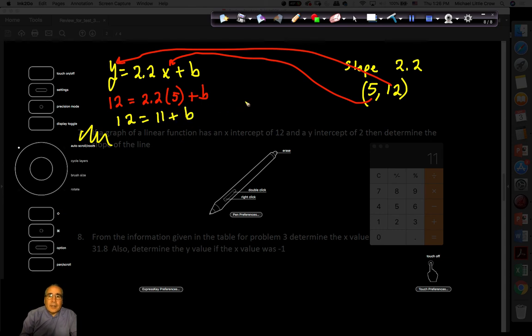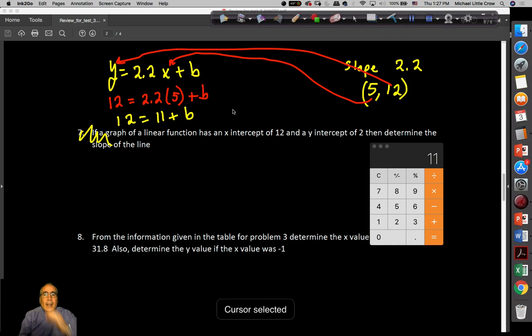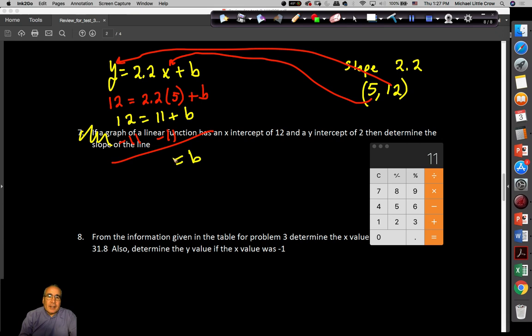So then we subtract. Back here, we're going to subtract 11 from both sides to give us that b equals 1. So our equation is y equals 2.2x plus 1.